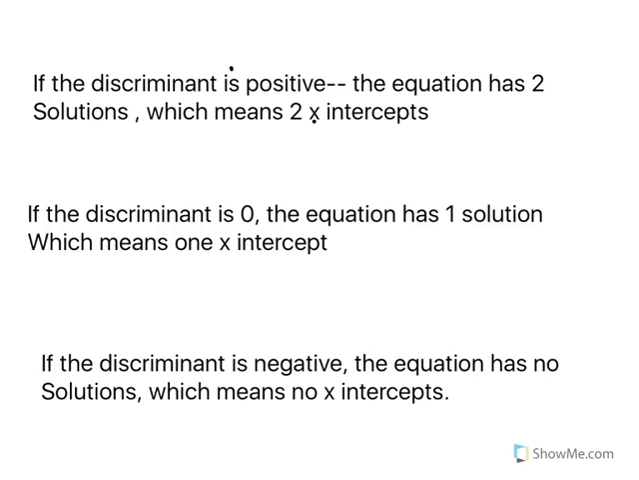If you do b squared minus 4ac and you get 0 as your answer, like all the numbers cancel out, then it's going to hit one time, which is the one solution, one x-intercept on your x-axis. And if it's negative, it's not going to hit at all. It's going to have no real solutions, and it never touches the x-axis at all.